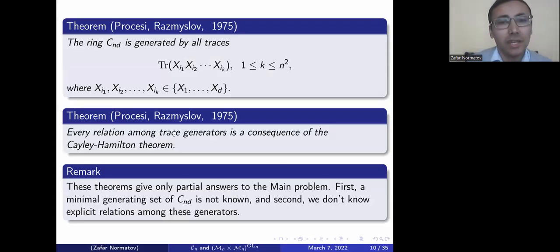For the GL_n invariants of matrices, we have the well-known results. In 1975, Procesi and Razmyslov proved that the ring C_{n,d} is generated by all traces where k is from 1 to n squared. Also, every relation among trace generators is a consequence of the Cayley-Hamilton theorem.